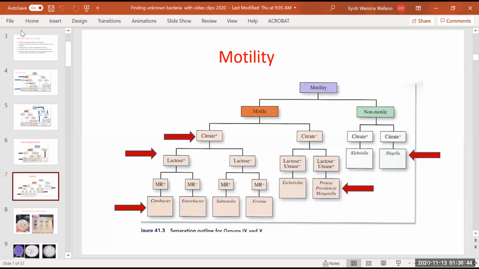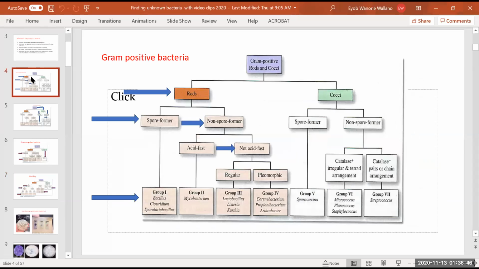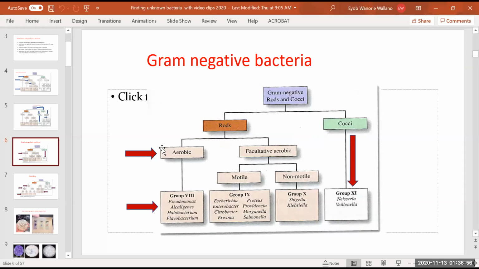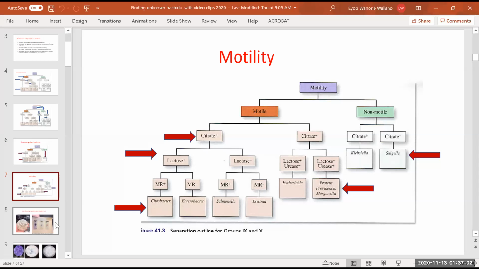So this is Bergey's manual. Look now, this is Bergey's manual, how gram-positive bacteria are rods, and this one is cocci, and then we come to motility. Gram-negative bacteria, rods and cocci, and then we come to motility. Okay, now, what are we going to know on gram-positive and gram-negative? Look now, and then including acid-fast and the spore.